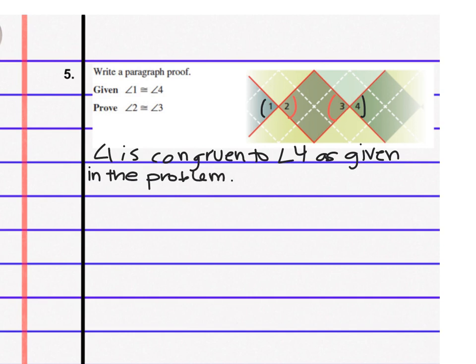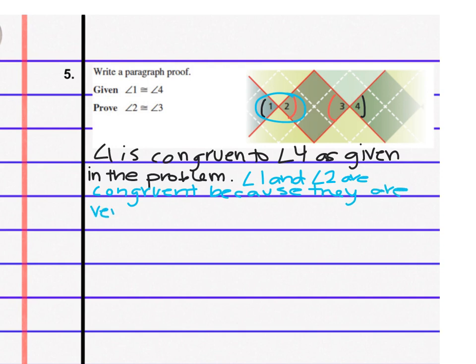All right, that's what we're starting with. All right, what else do we know? What else do we know? Think about these two angles. What do we know right there? Angle 1 and angle 2 are congruent. How do we know that they are congruent? What kind of angles are they? They're vertical angles. So they're congruent because they are vertical angles. Well, let's come and do the same thing on the other side. So right over here, angles 3 and 4 are also congruent because they are vertical.